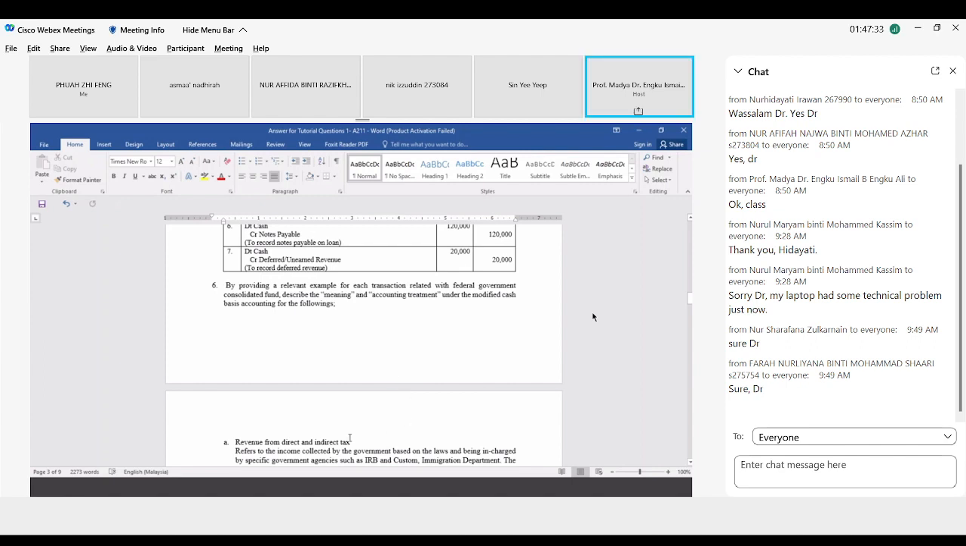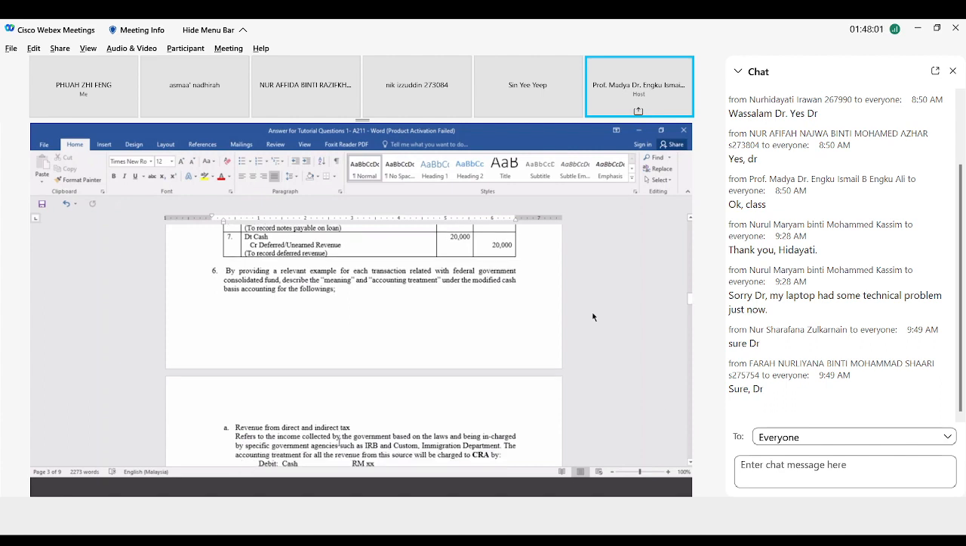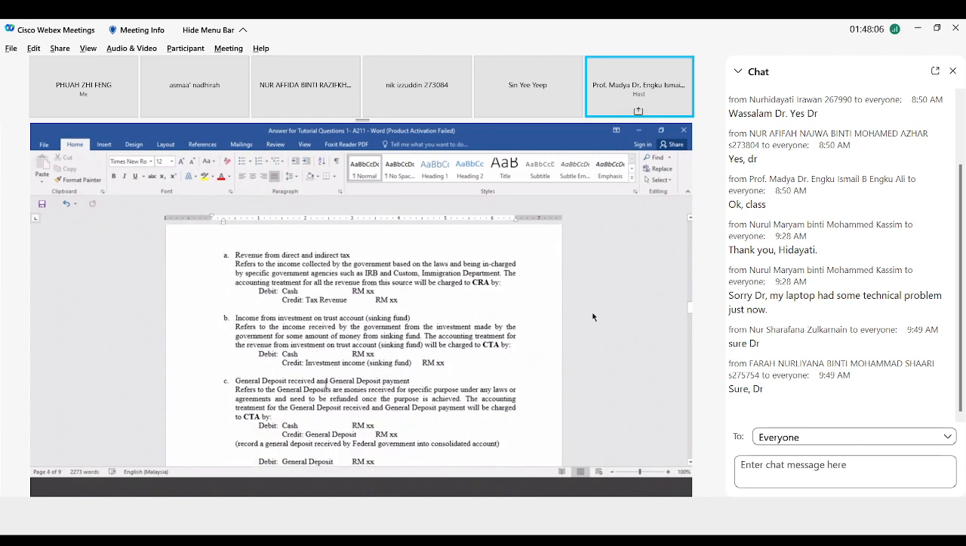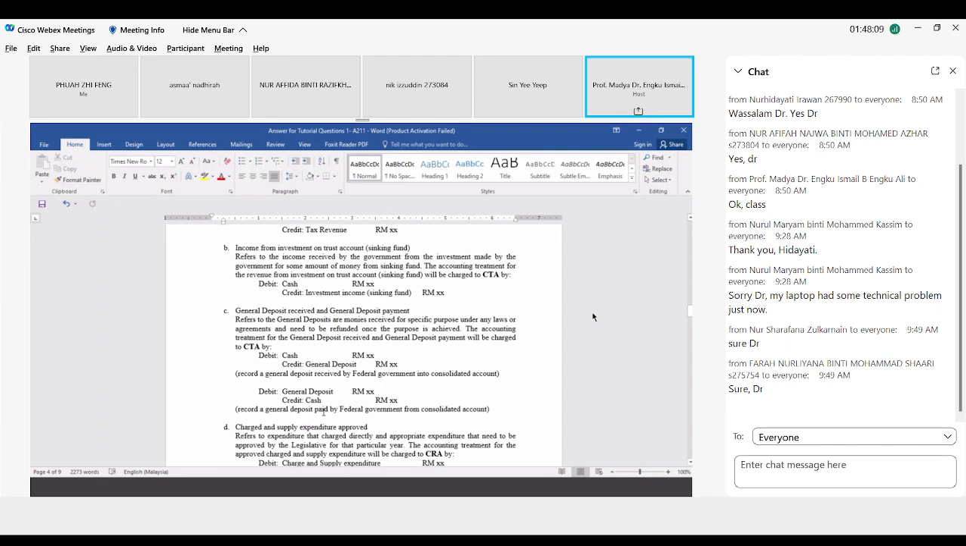So if you talk from the perspective of the budget, yes, because you provide what are direct tax, what are indirect tax. This is not the object, but the main thing in question C is the accounting treatment. For accounting treatment, you need to look at the transaction. What is the transaction? The transaction here is about the revenue, the income from investment, the deposit, and the charge and supply expenditure.